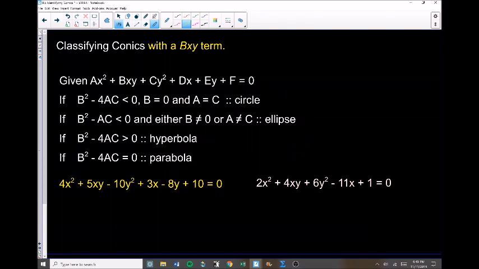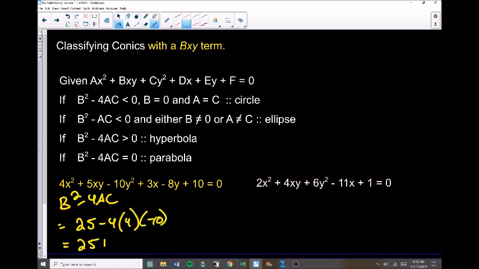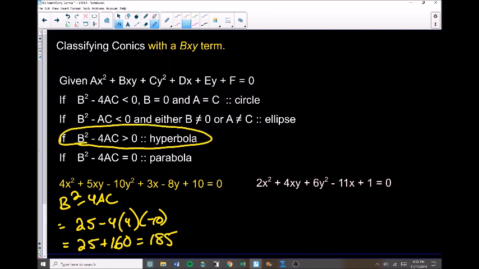But based on how b squared minus 4ac calculates, you can use this to determine if it's a circle, ellipse, hyperbola, or parabola. So for example, in this yellow one, b squared minus 4ac becomes 25 minus 4 times 4 times negative 10, which is 25 plus 160, which is 185. Now 185 is positive. B squared minus 4ac is greater than 0 in this case, so this would be a hyperbola. If it came out equal to 0, it would be a parabola. If it came out negative, we'd have to do a little bit more digging to see if it's a circle or ellipse. My guess is that'll happen here.